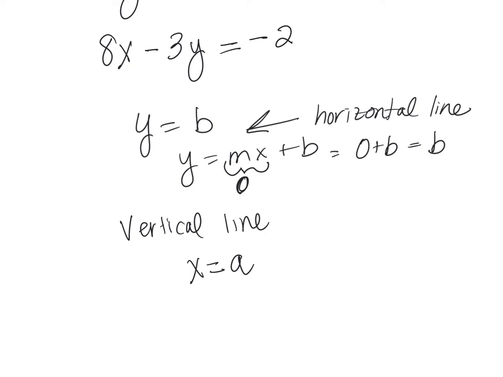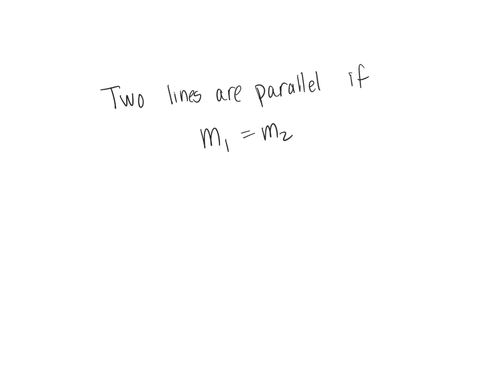All right, what do we know about slopes of parallel lines? Two lines are parallel if what? If the slope's the same. If, right, m1 equals m2. What do we know about perpendicular lines? The slope is the reciprocal. Not just the reciprocal, but the opposite reciprocal. Two lines are perpendicular if and only if.